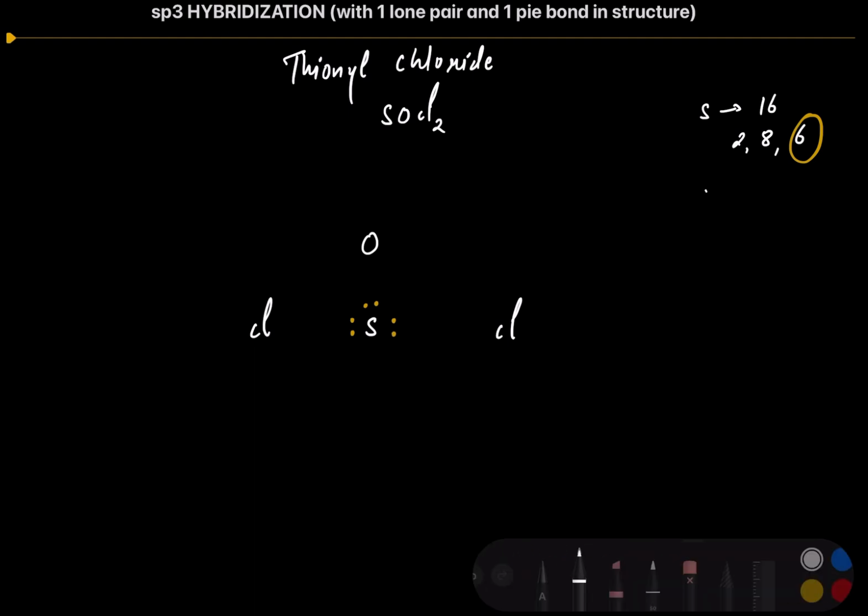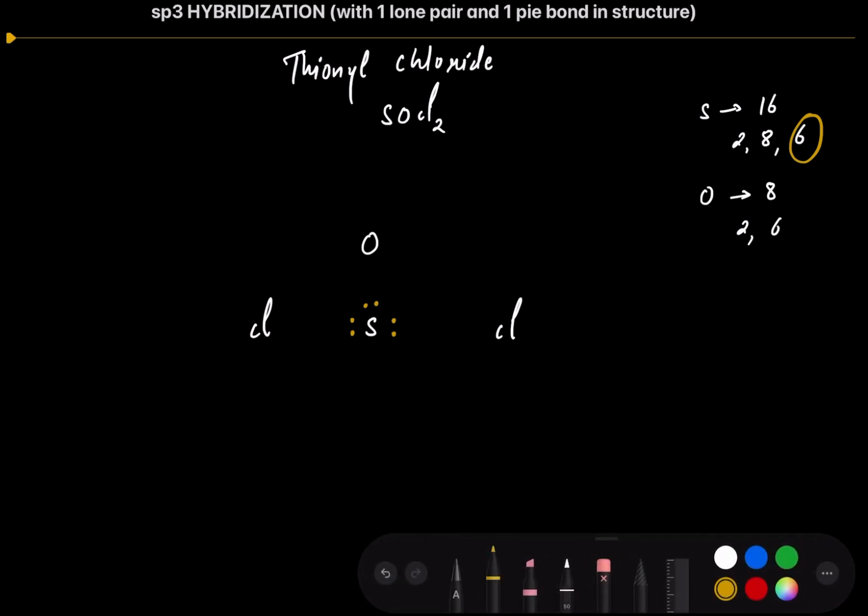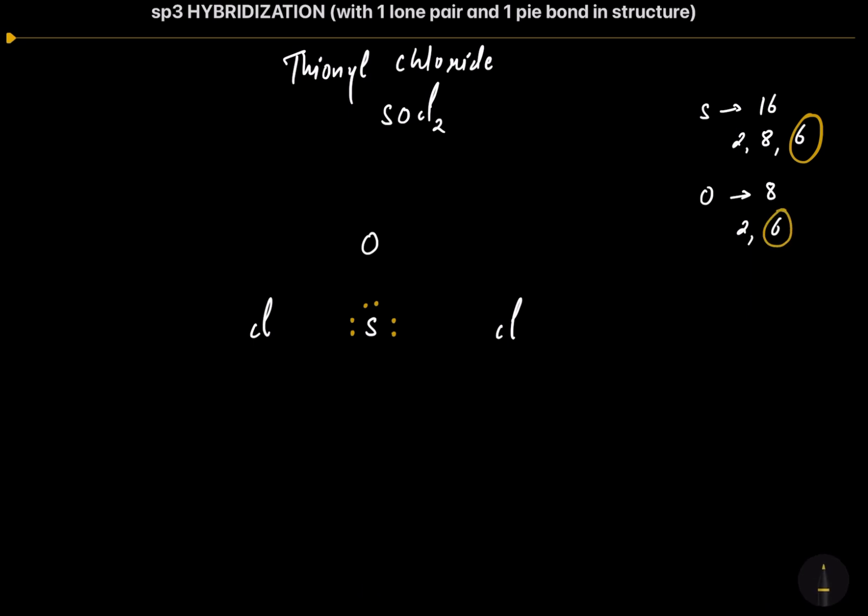Now let's talk about the oxygen atom. The atomic number of oxygen is 8. So the configuration will be 2, 6. That means oxygen is also having 6 electrons in its valence shell. So I'm going to mark 6 electrons around the oxygen atom. 1, 2, 3, 4, 5 and the 6.